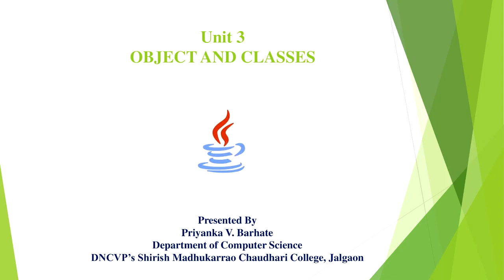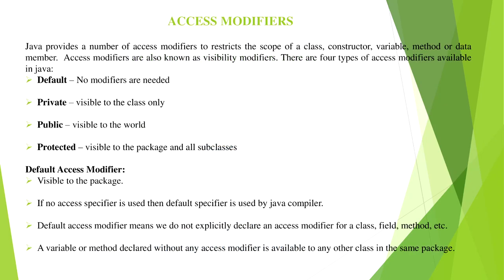Dear students, today we learn about the third part of objects and classes: access modifiers. As you already learned last year, there are four different types of access modifiers in Java: default, private, public, and protected. Access modifiers are also known as visibility modifiers.